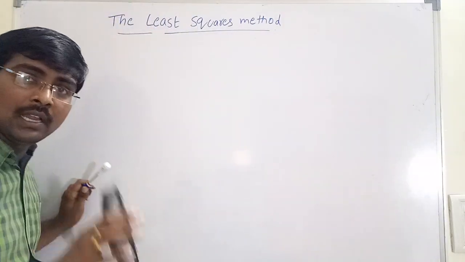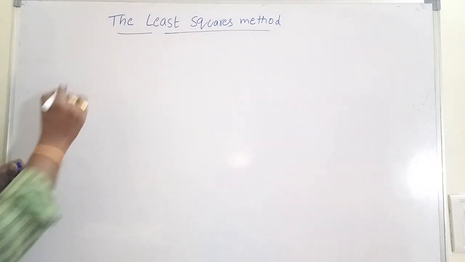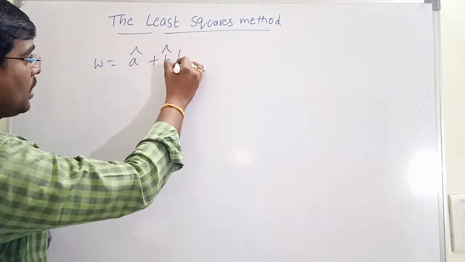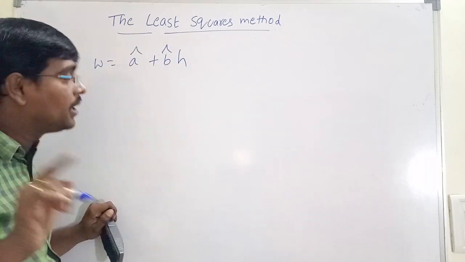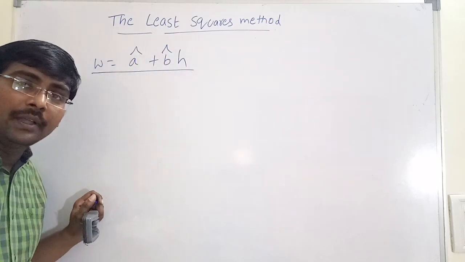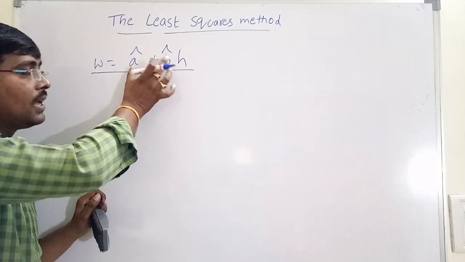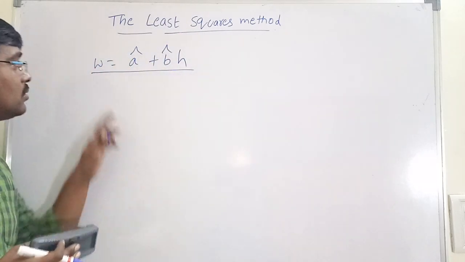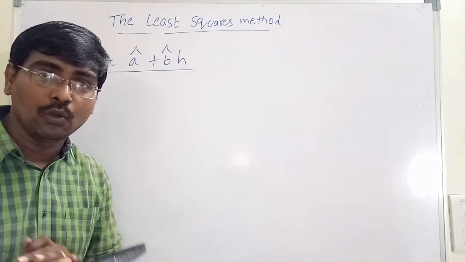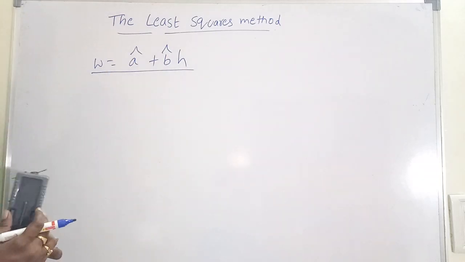So what is our answer? W is equal to A plus BH. Then how are we representing it? W is equal to A cap plus B cap into H. This is our solution. We already know the A cap value and the B cap value. Substituting A cap and B cap, we get the solution, which is the univariate relation between A and B. This is the solution we are getting.